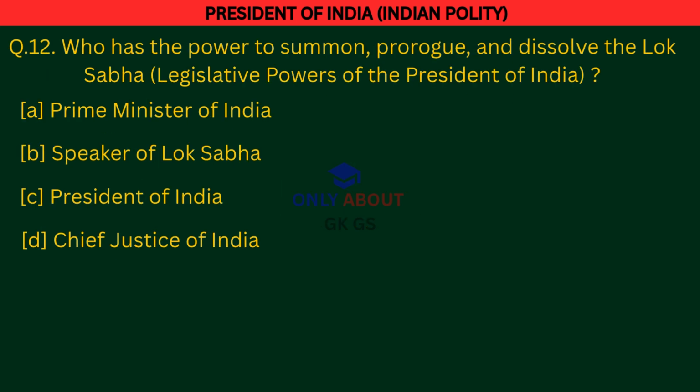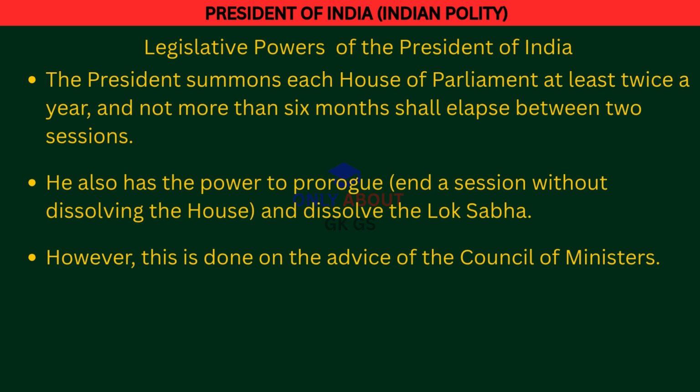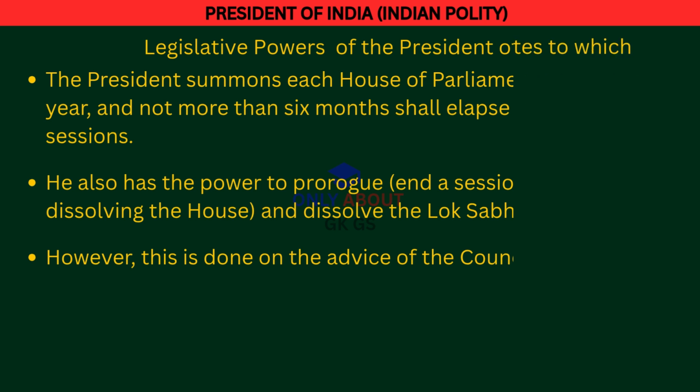Next question. Who has the power to summon, prorogue and dissolve the Lok Sabha? Correct answer: President of India. The President summons each House of Parliament at least twice a year, and not more than 6 months shall elapse between two sessions. He also has the power to prorogue and dissolve the Lok Sabha. However, it is done on the advice of the Council of Ministers.